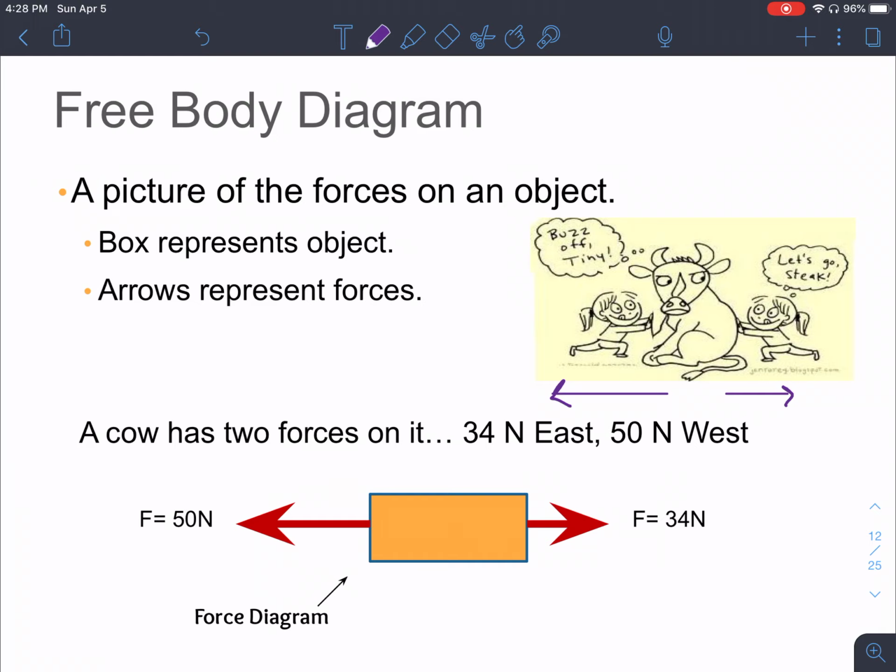Oh, sorry. So as you can see, the 50 newtons west is a larger arrow because it is a larger force compared to the 34 newtons. Therefore, what direction is the cow going to move? And surprisingly, it is going toward that little girl on the right that is saying, "Let's go steak." She is going to cause this cow to move to the left at about 16 newtons.